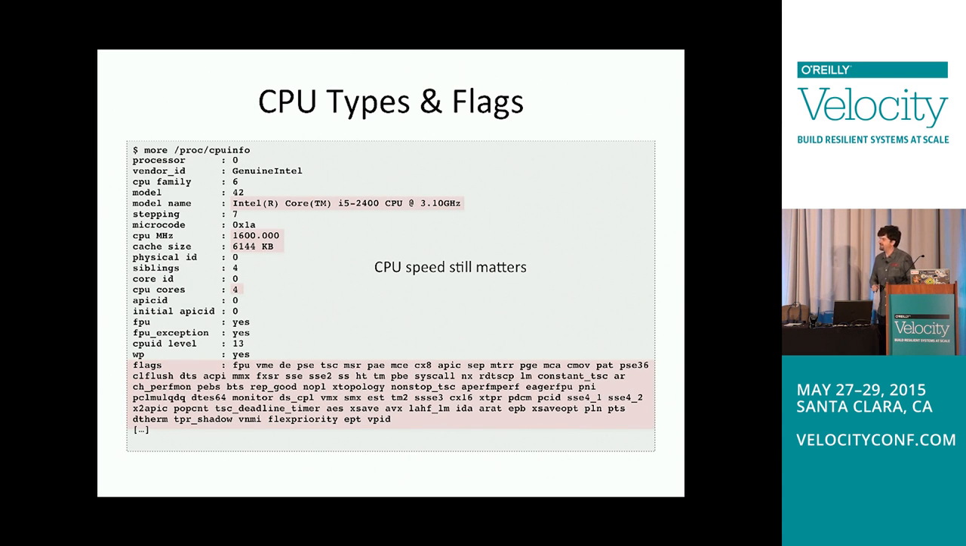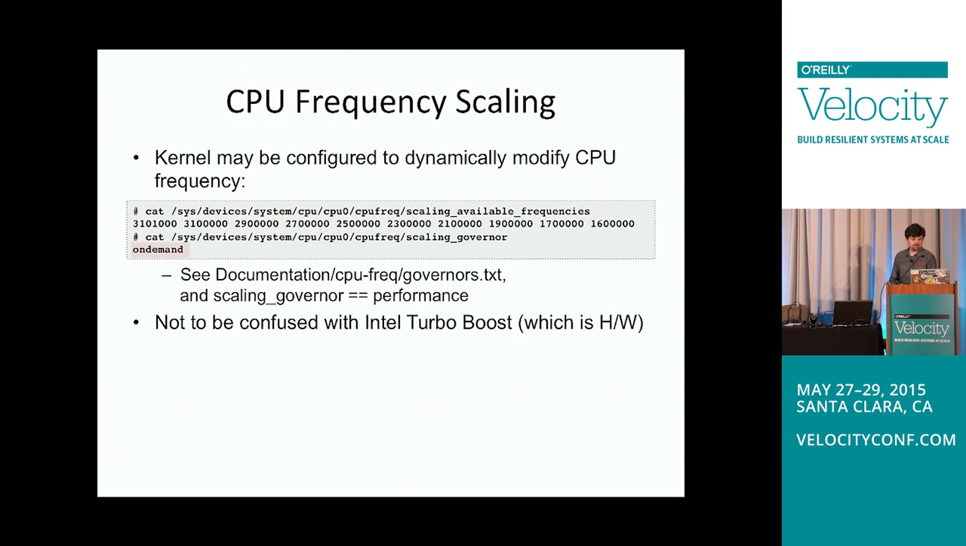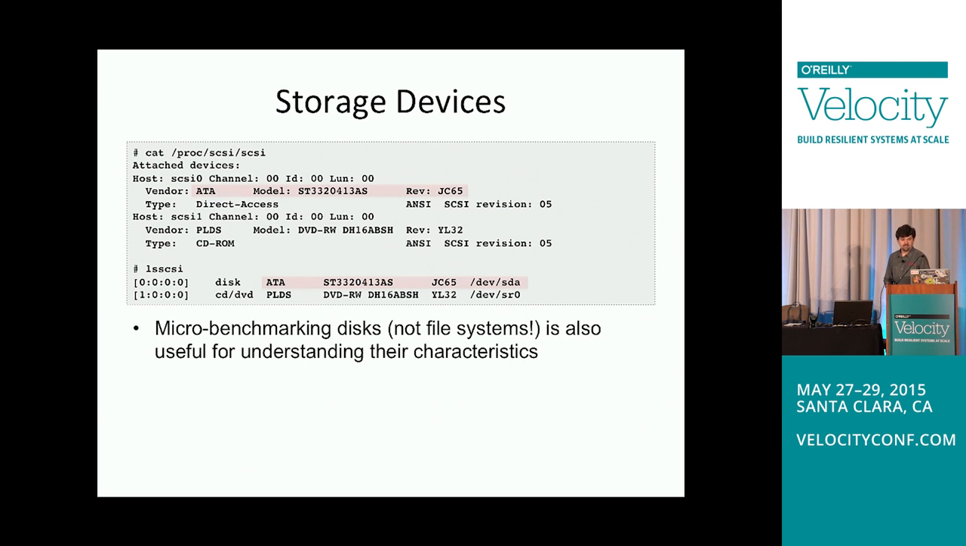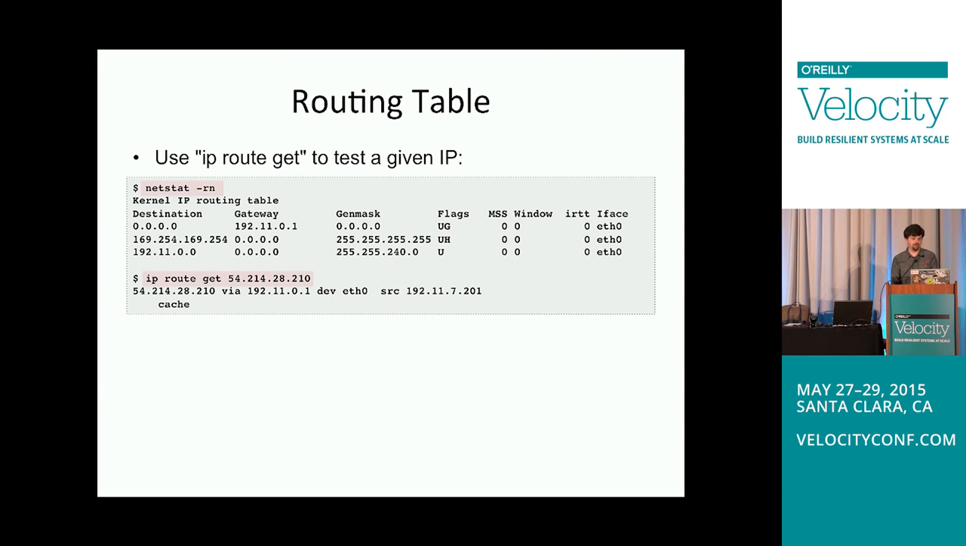CPU types and flags, CPU frequency scaling and how that's configured. So these days in software, the kernel can ask the CPUs to run at different frequencies and use different governors. Not to be confused with Intel Turbo Boost, which does it in hardware. Storage devices, like what are they? What storage devices exist? You might have been expecting SSDs, but by accident, you're on a system with slower rotational disks. How is the routing table configured?